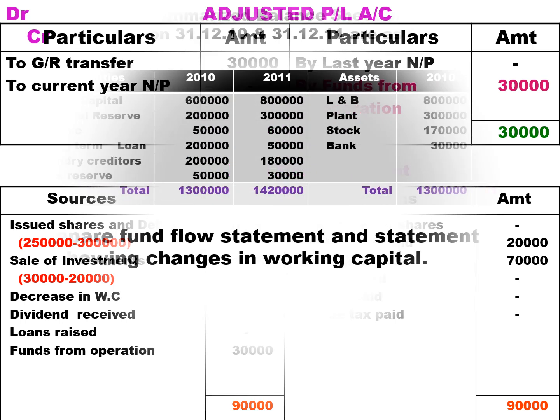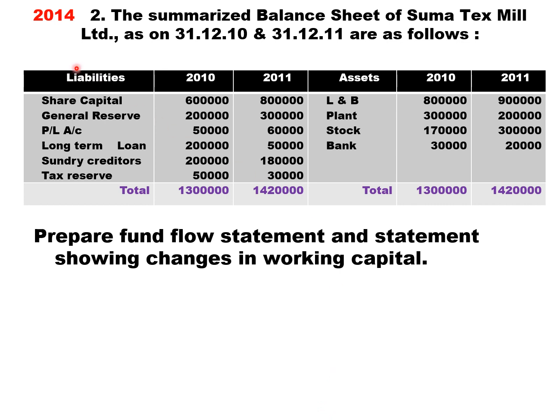This problem has come for 2014. The summarized balance sheet of Suma Tex Mill Limited as on 31/12/10 and 31/12/11 are as follows. So students, share capital is a non-current liability, FFS. Kindly mark in your book, it will come in FFS.